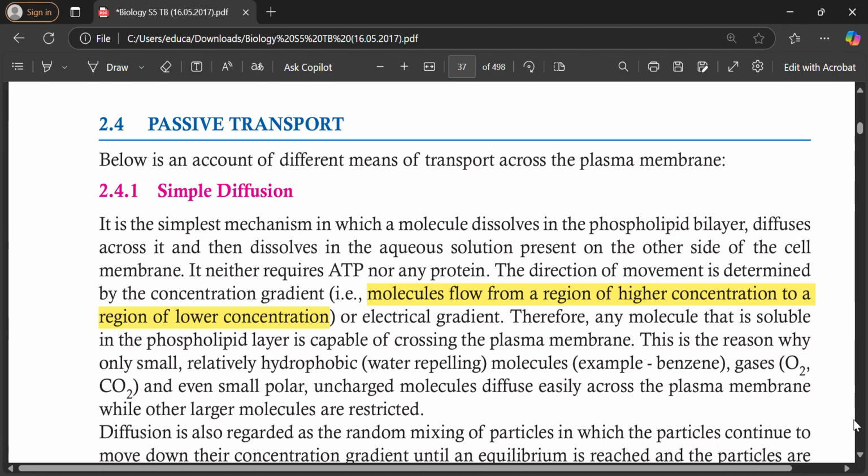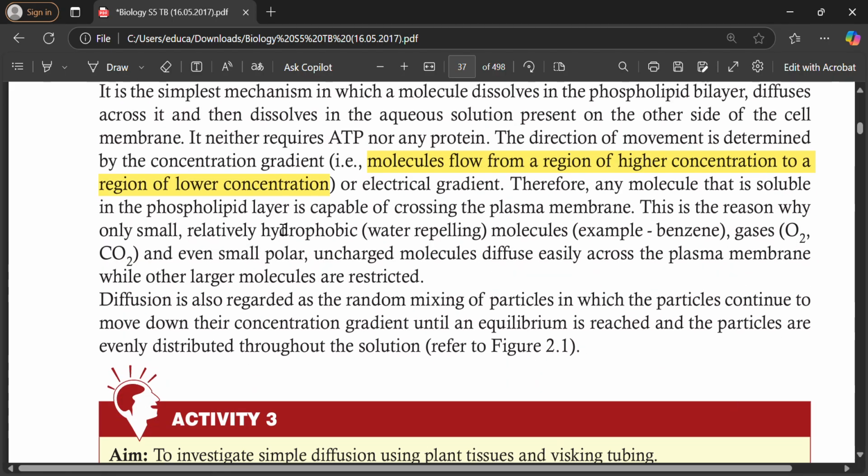So therefore any molecule that is soluble in the phospholipid bilayer is capable of crossing the plasma membrane. This is the reason why only small, relatively hydrophobic (water-repelling) molecules, for example benzene, gases, oxygen and carbon dioxide, and even small polar and charged molecules diffuse easily across the plasma membrane, while the other larger molecules are restricted. So diffusion is also regarded as the random mixing of particles in which particles continue to move down their concentration gradient until an equilibrium is reached and particles are evenly distributed.